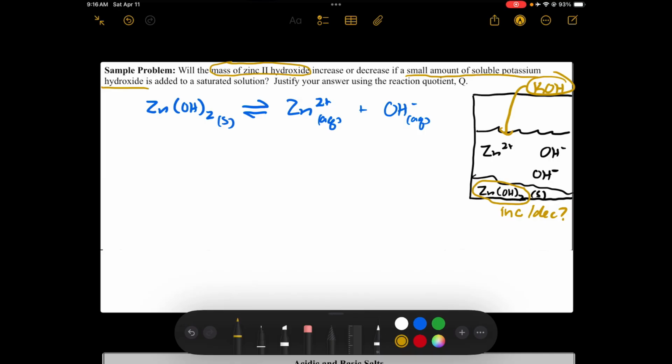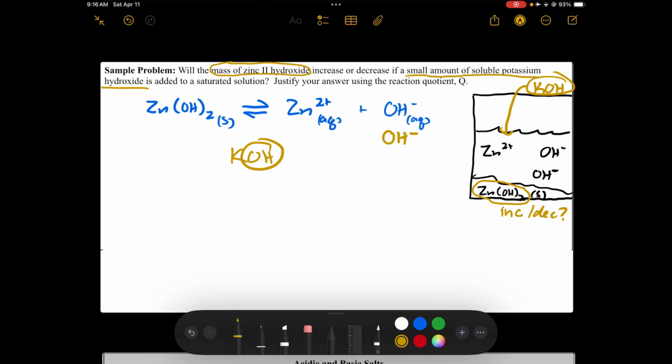If I add KOH, KOH is very soluble. It is a strong base, which means the only thing in this equilibrium system that's common is my hydroxide. So really, when I'm adding KOH, I'm adding product to this equilibrium system.